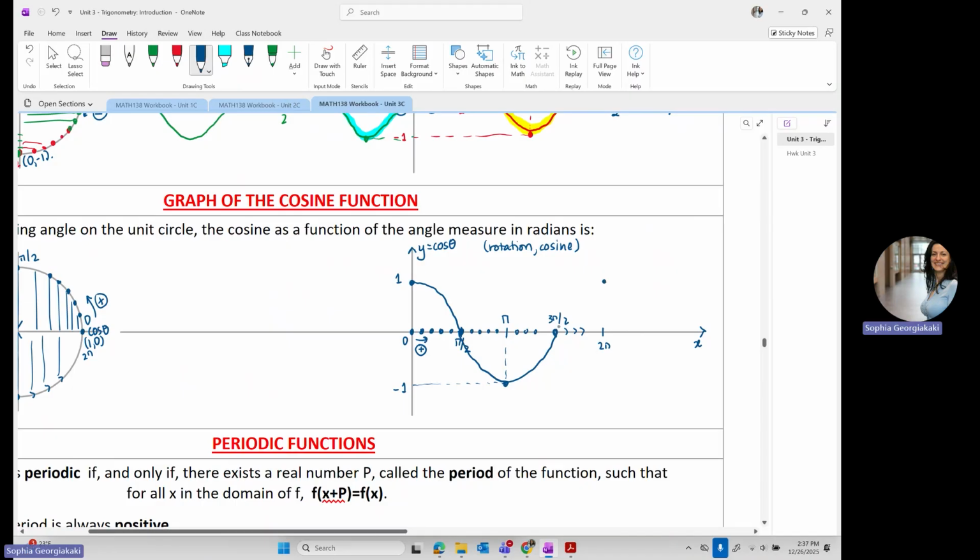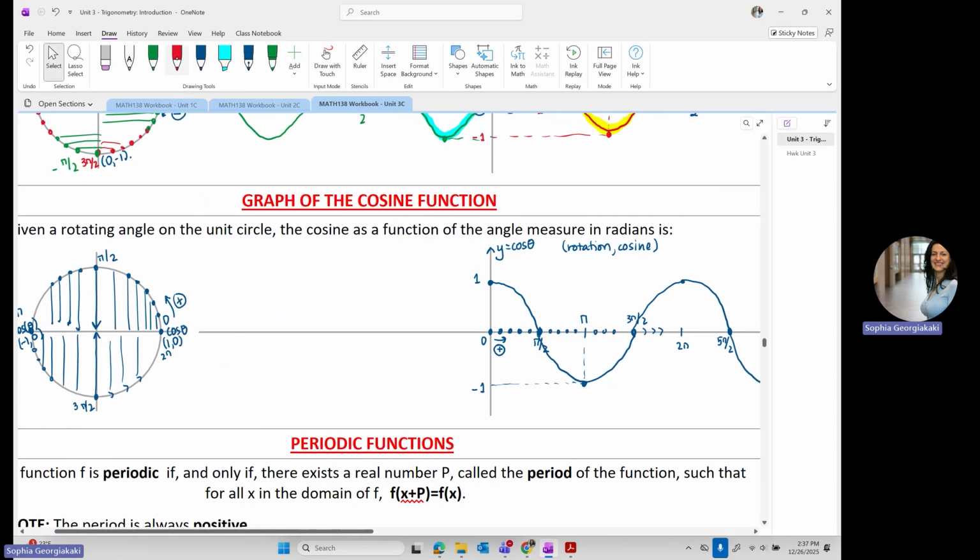And then after that, I will repeat myself. I will be back in quadrant 1, decreasing to 0 until I hit 5 pi over 2. Then I will be negative until I hit 3 pi, and then I will be coming back up. I will be -1 here, and then I will be coming back up.